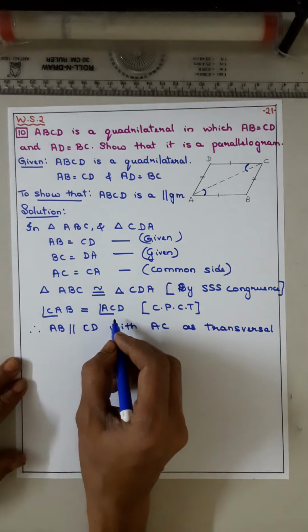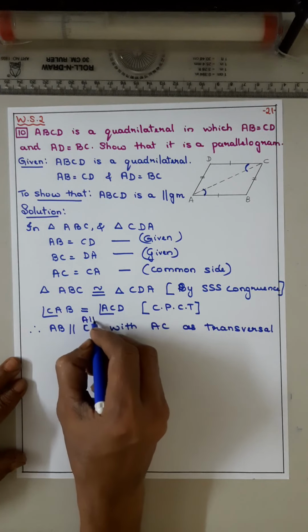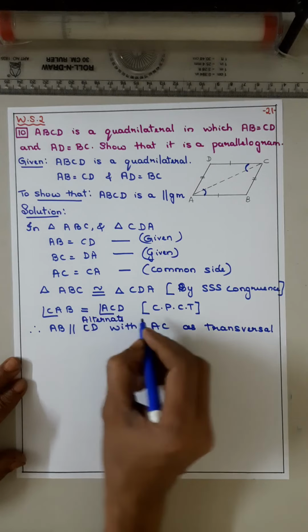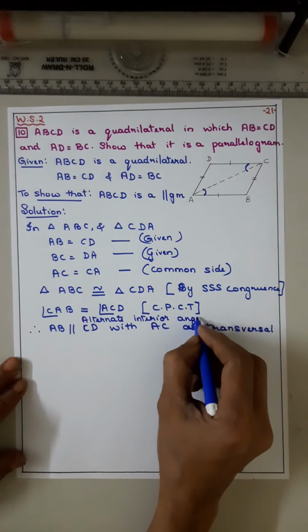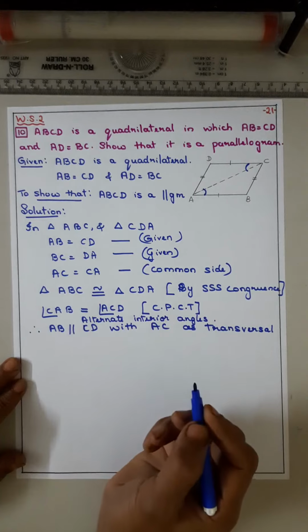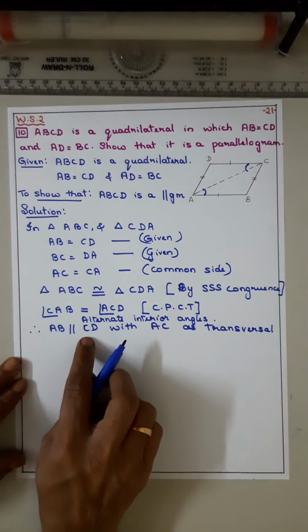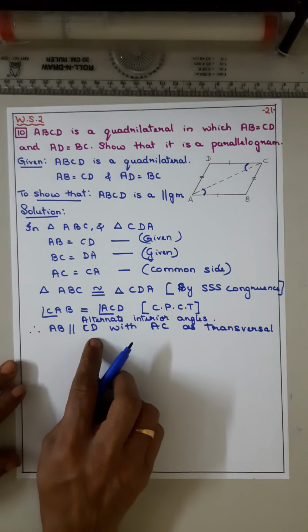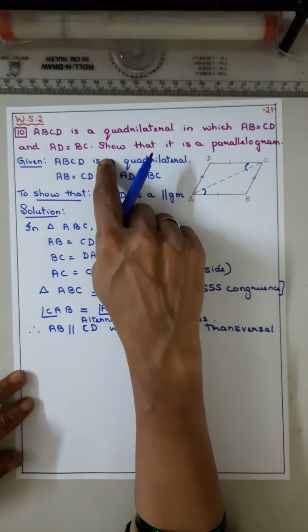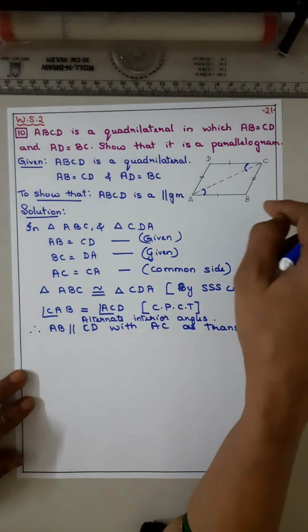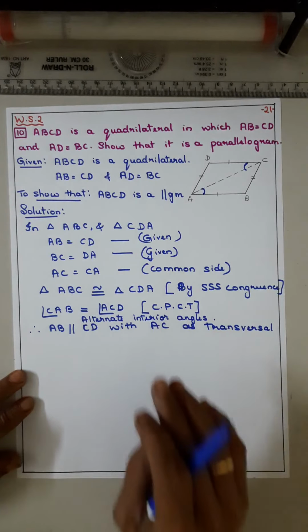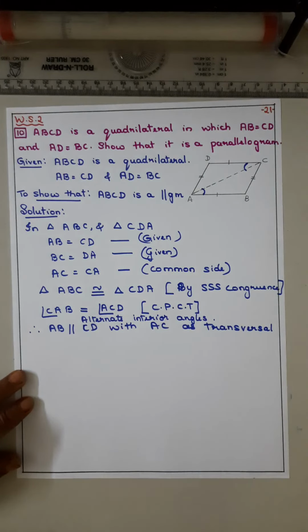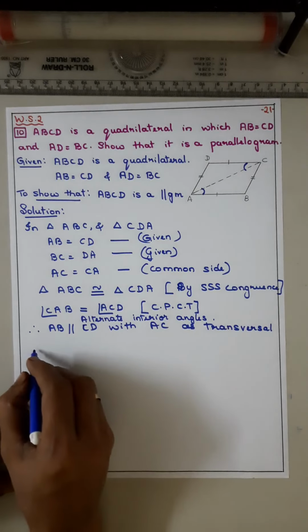And these, they will be what? Alternate interior angles. Okay, so that is why AB is parallel to CD. See, they have told they are equal, but we have to show the lines are parallel, because in a parallelogram the opposite sides are parallel also. That we have to show. That is why by saying alternate interior angles, we conclude that the two lines are parallel.